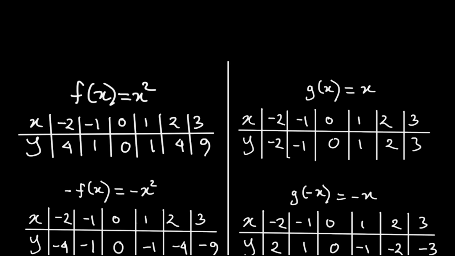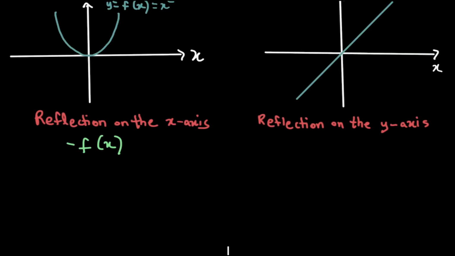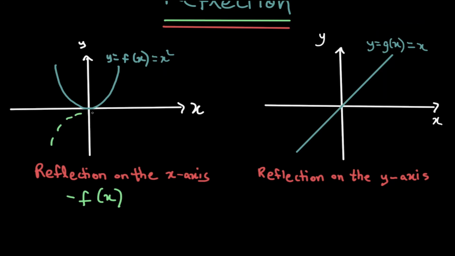Look at the left side only. So this is for f of x. This is the x and y values for f of x, and this is the x and y values for minus f of x. See that all of these values are negative. So if you plot the minus f of x curve, reflection on the x-axis occurs. This is y equals minus f of x.